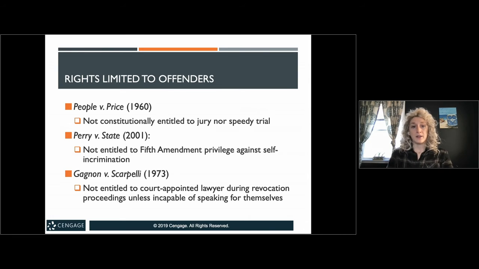So what rights are limited to the offenders? In People v. Price, the court said that offenders are not constitutionally entitled to a jury nor a speedy trial in revocation hearings. Perry v. State went on to say that they're also not entitled to the Fifth Amendment privilege against self-incrimination because they must admit to their wrongdoings. Not that they have to admit to them, but they can be found guilty of them. And then in Gagnon v. Scarpelli, that they're not entitled to court-appointed representation during revocation proceedings unless they are physically incapable of speaking for themselves.